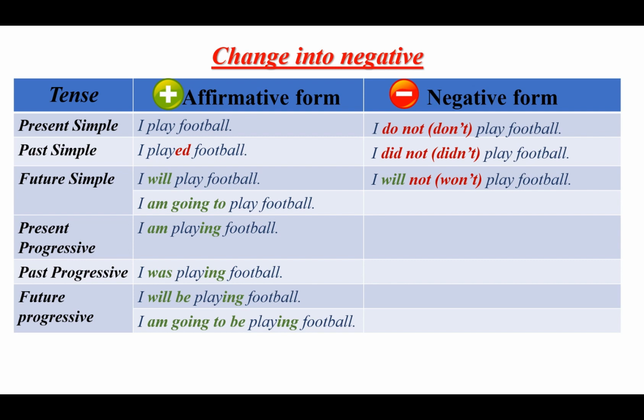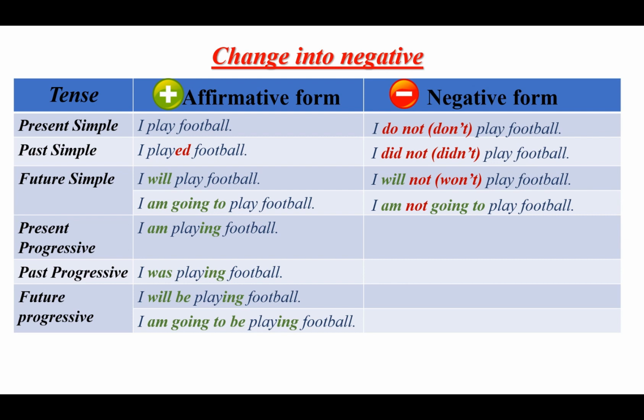Next is past simple example. For its negative, we have I did not or didn't. For example, in affirmative form, I played football. In negative form, I did not or didn't play football.